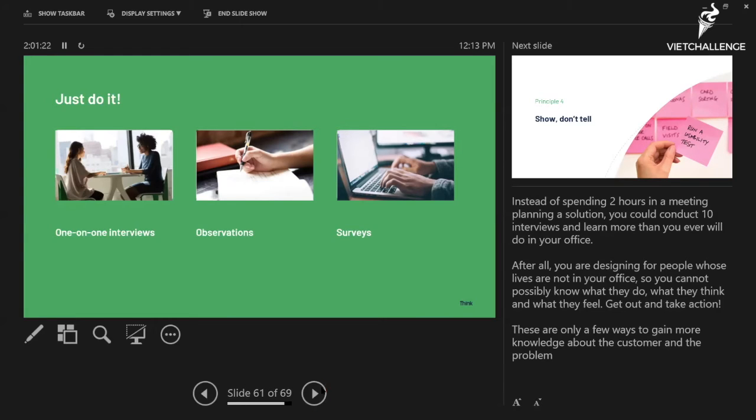Do observations. So let's say that you want to improve the travel experience, or you want to improve the airport experience here in Hanoi, and you want to see what kind of problems people experience when they enter the airport. What you can do is go for a day there, or for 2 or 3 hours, and just observe what happens. I did this exercise in the Netherlands. I started in Amsterdam, and in one of my projects, we had to improve the travel experience in the airport. So what we did, we went to the airport for one day, and we just sat down on a chair, and we took notes of everything happening.